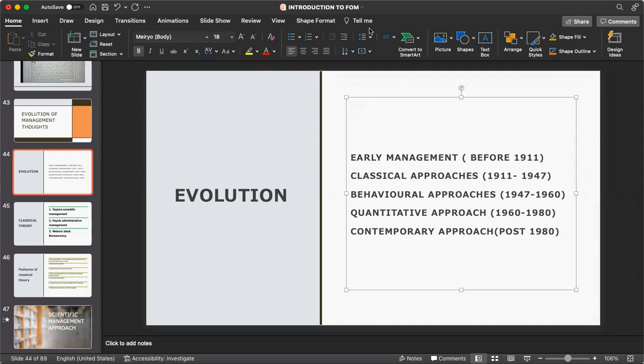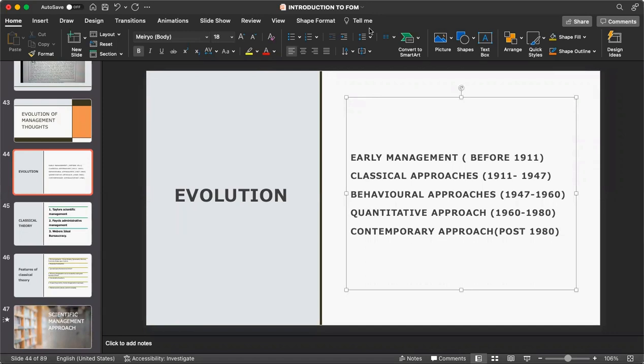Make sure this is a very basic and historical part, because once you start reading, these things are very, very different. So that is what I'm talking about. That is your 5 basic major components, which come under the evolution of management.